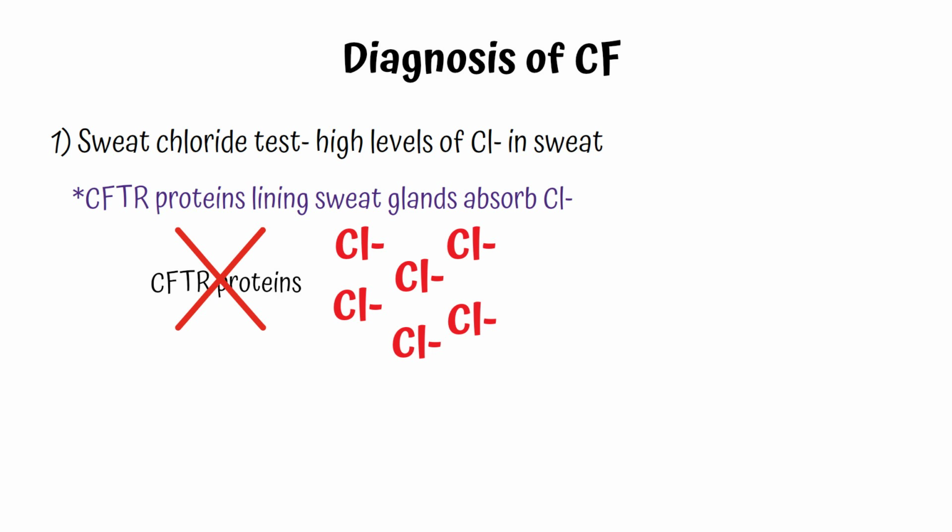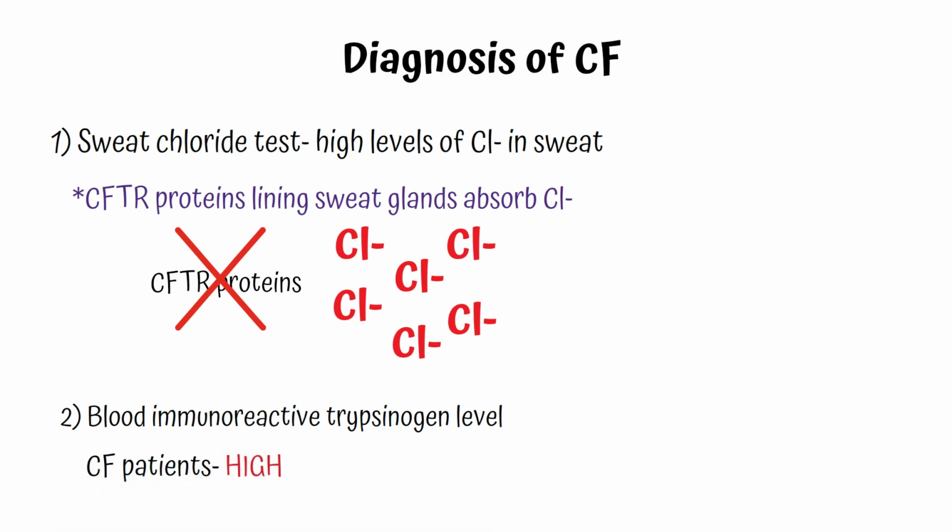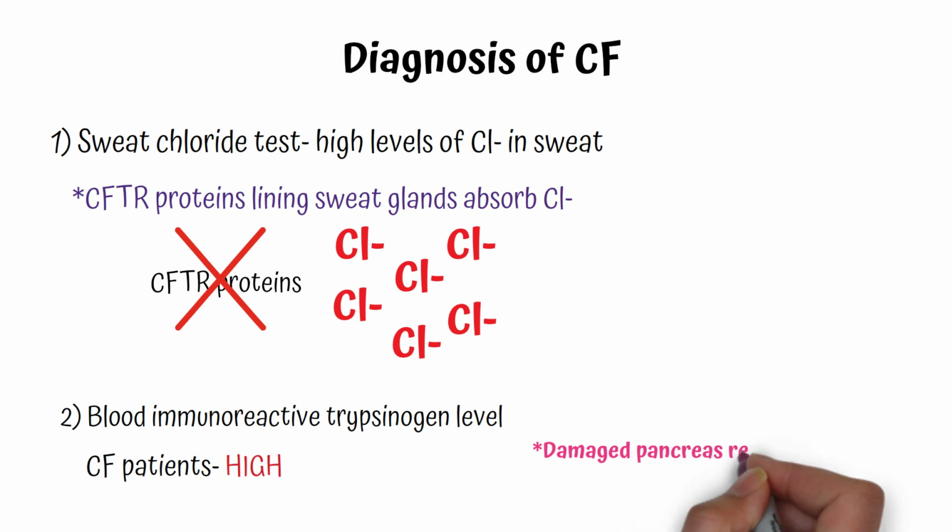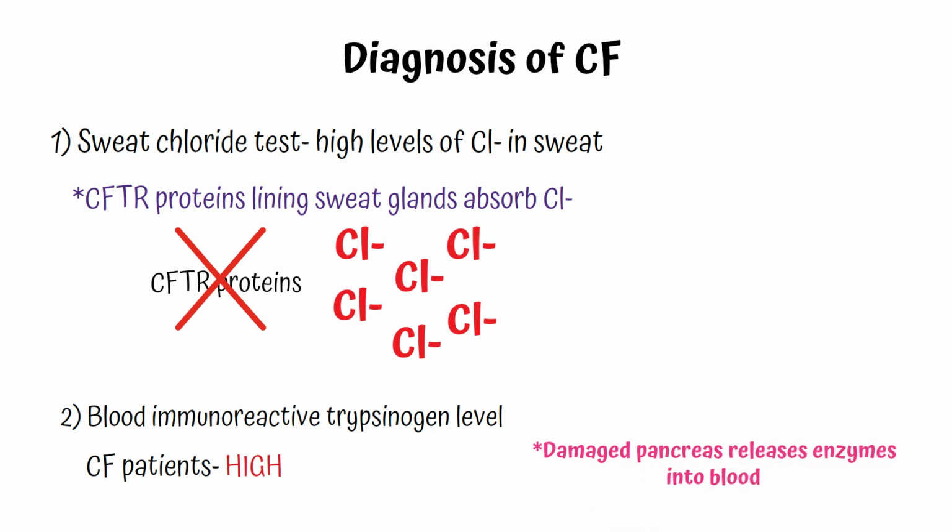You can also test for the blood immunoreactive trypsinogen level in these patients. Cystic fibrosis patients will have an elevated level of this enzyme due to the damaged pancreas leaking its enzymes into the bloodstream.